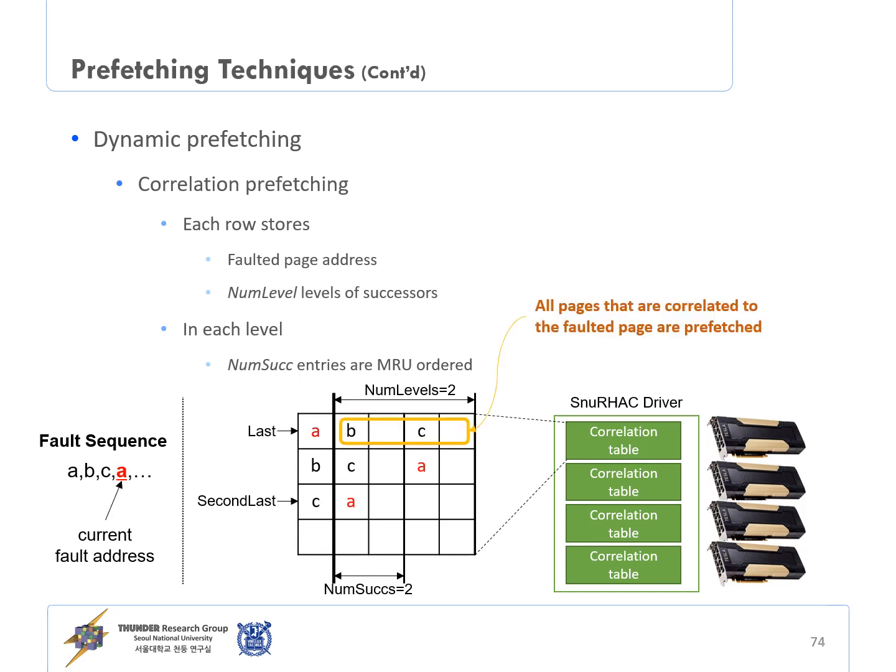Now, a page fault occurred in A again. The algorithm updates the entries for B and C and updates the pointers. Also, it prefetches all the entries in the row of A.